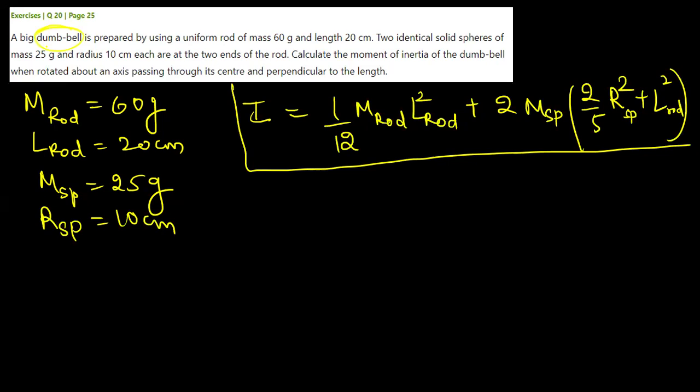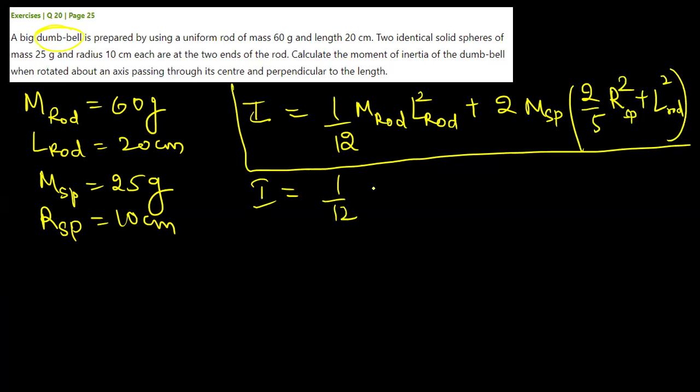डंबल का मोमेंट ऑफ इनर्शिया का फॉर्मूला होता है 1/12 मास ऑफ रॉड इनटू लेंथ ऑफ रॉड का स्क्वायर प्लस 2 टाइम्स मास ऑफ स्फीयर ब्रैकेट 2/5 रेडियस ऑफ स्फीयर स्क्वायर प्लस लेंथ ऑफ रॉड स्क्वायर। Now just substitute the values.